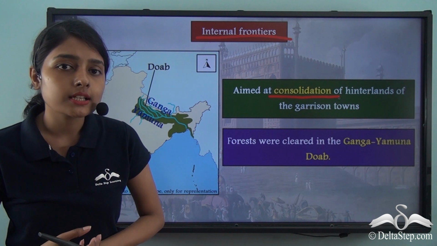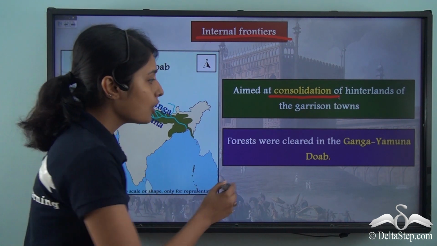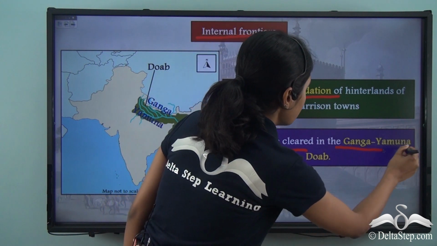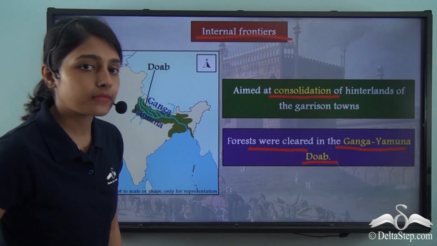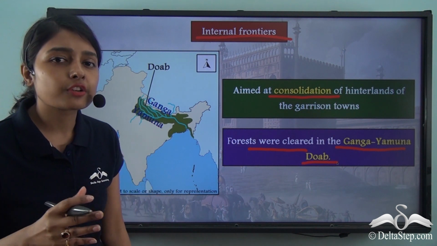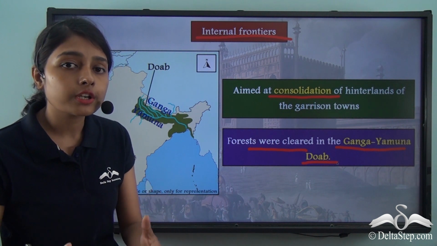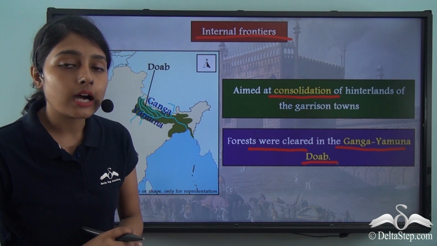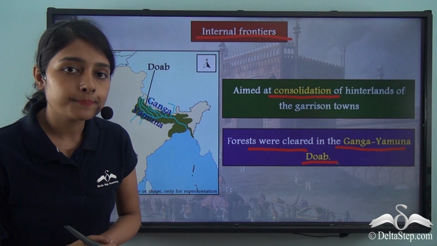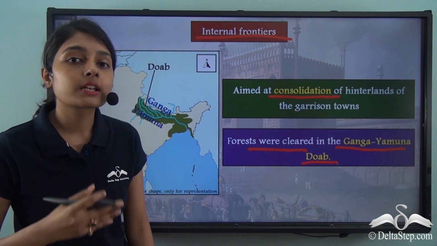How did this internal expansion take place? For the purpose of this expansion, forests were cleared in the Ganga Yamuna Doab. The Ganga Yamuna Doab is a very fertile tract of land. It had many forests, and in order to bring this area under the control of the dynasty, the forests in the Ganga Yamuna Doab were cleared.